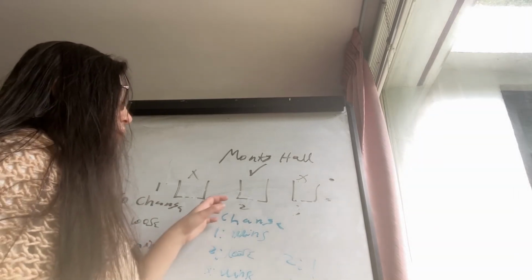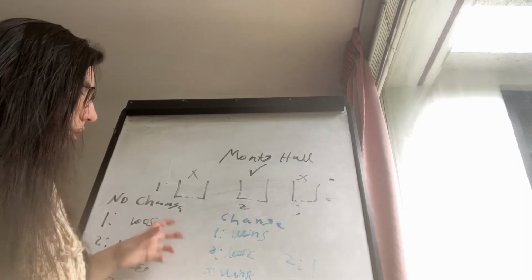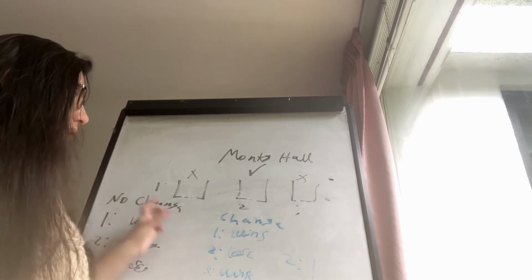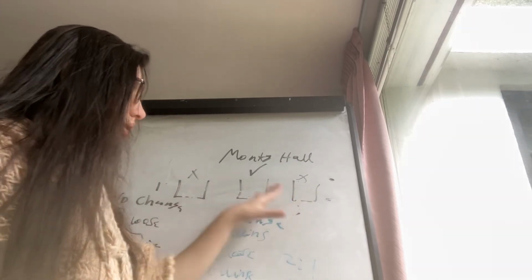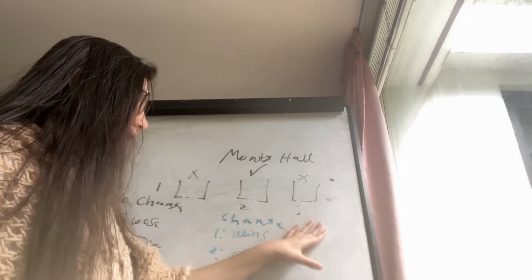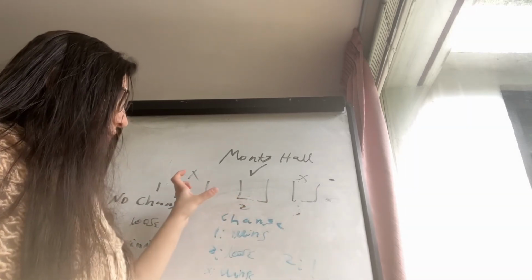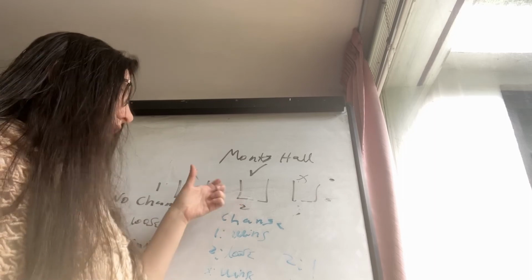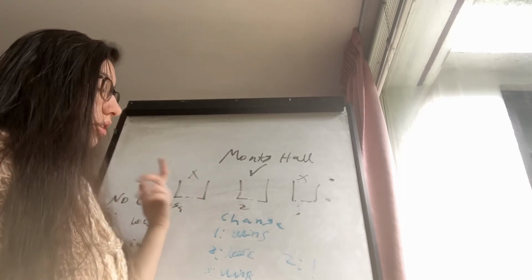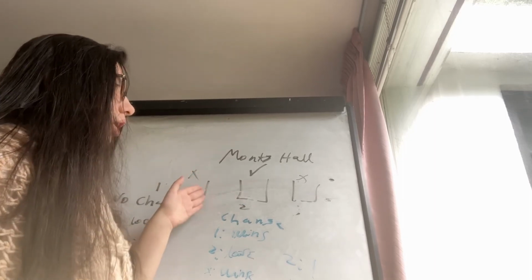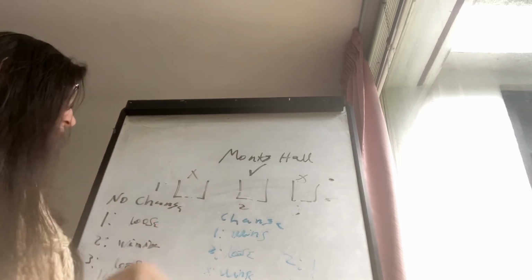So in the Monty Hall problem, contrary to intuition, the best option, no matter what door we select at the beginning, is that the next thing we need to do is to change the option, the door that we selected.